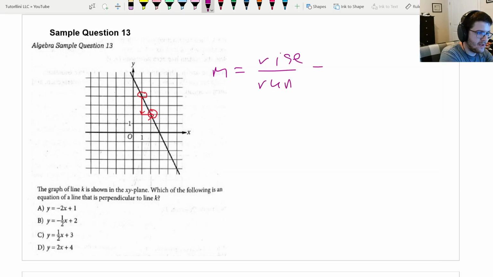So the rise, we went down 2, so I'm going to put negative 2. And the run, we went to the right 1, so that's positive 1. So that gives us negative 2 divided by 1, which is negative 2. So the slope is negative 2.